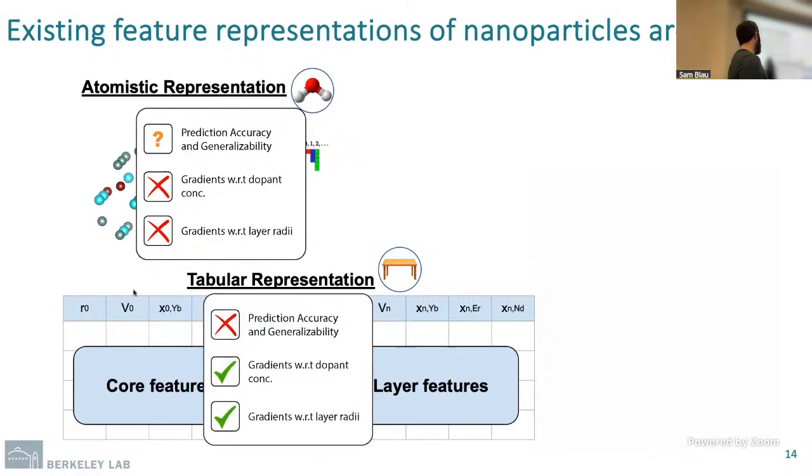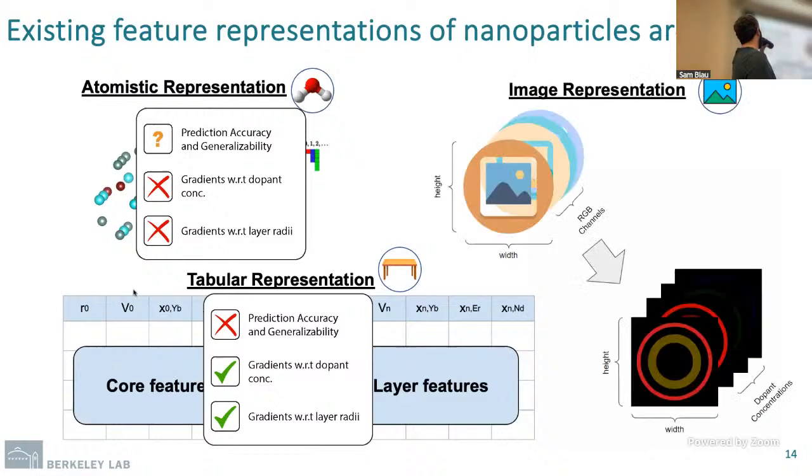In this case, you can get the gradients that you want with respect to the dopant concentrations and layer radii, but the models don't work very well at all because they don't know that your ytterbium in layer 1 is the same as your ytterbium in layer 3. Those are just different columns. They don't know if those are the same thing.